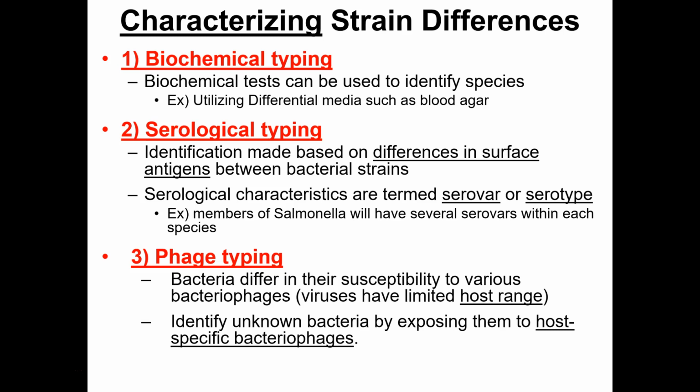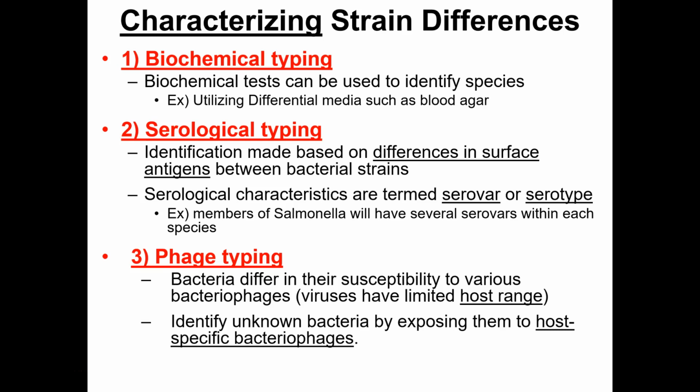Serological typing. This one's been pretty common, especially with Salmonella species. So here, we want to identify the strains by looking for differences in surface antigens. Okay, so what are those little chemical differences on the surface of the pathogen? So like I said, Salmonella species are notorious for this.